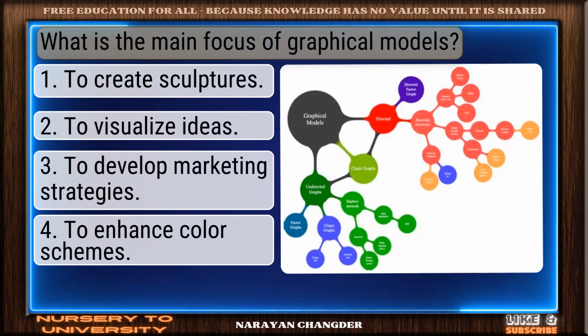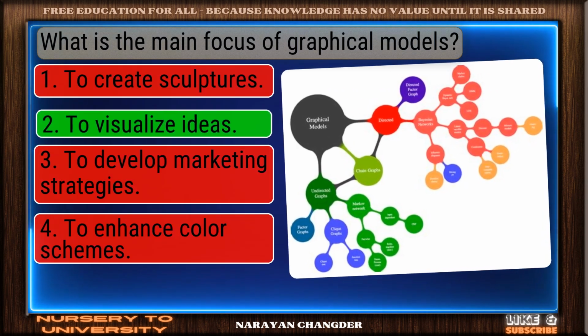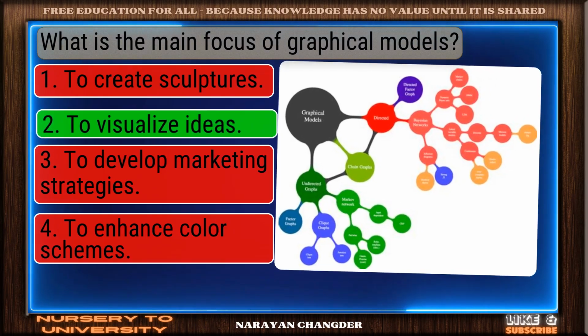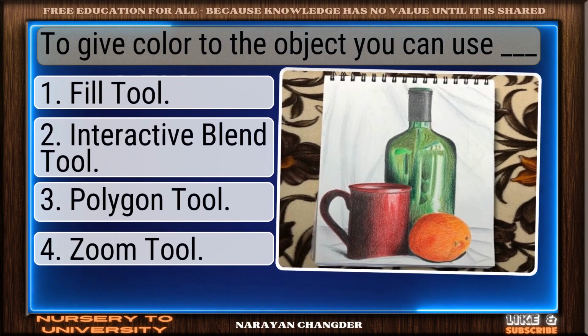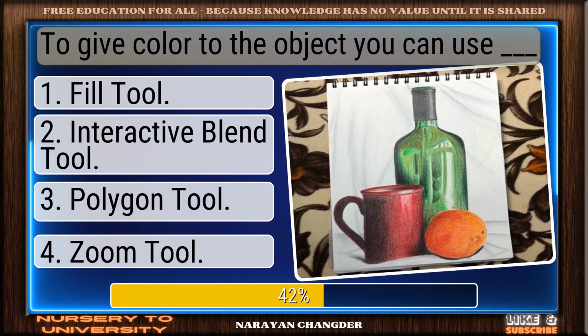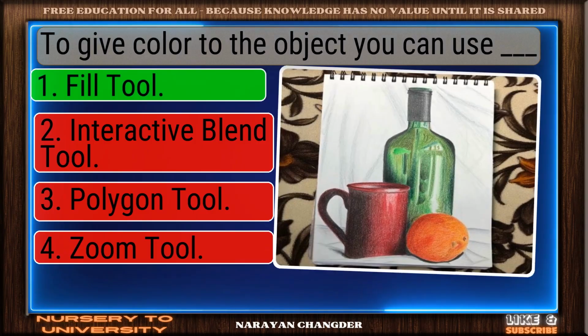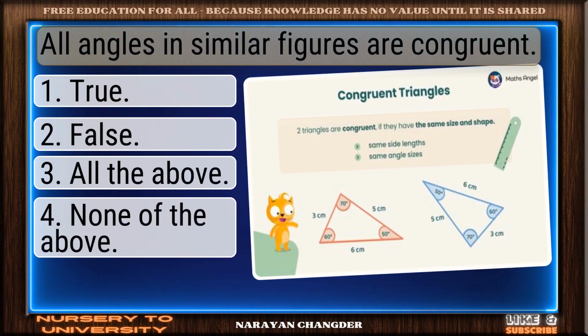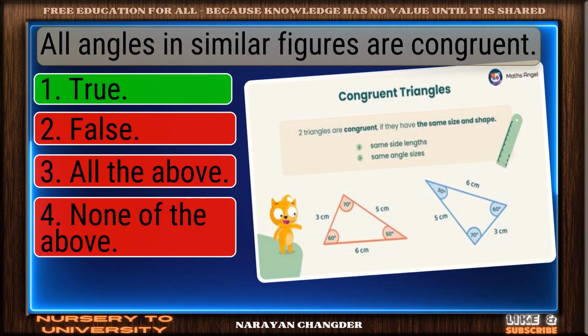What is the main focus of graphical models? On track. To visualize ideas is correct. To give color to the object, you can use a dash. Valid point. Fill tool is true. All angles in similar figures are congruent. Well done. True is right.